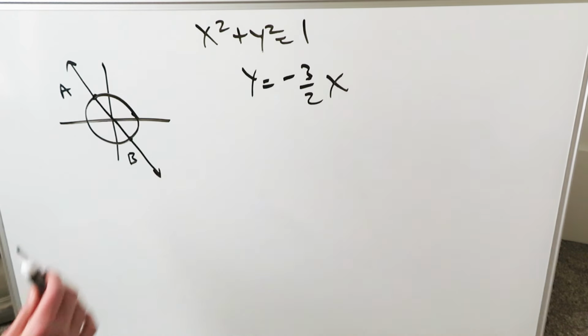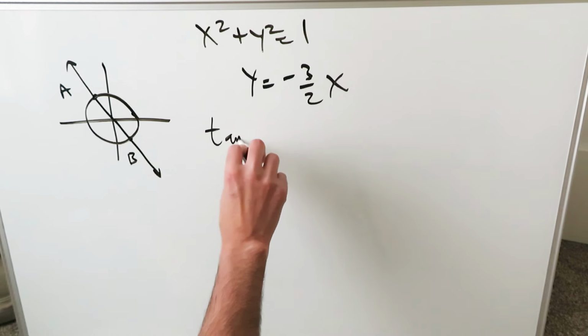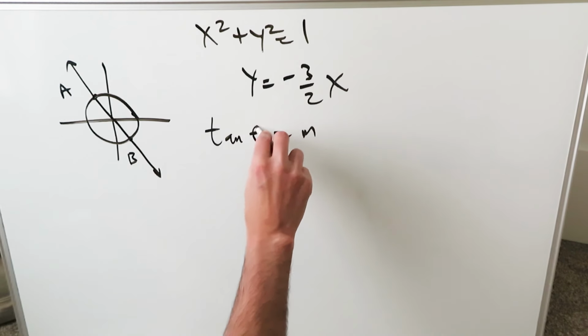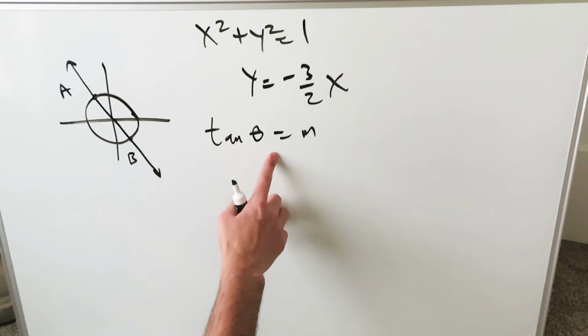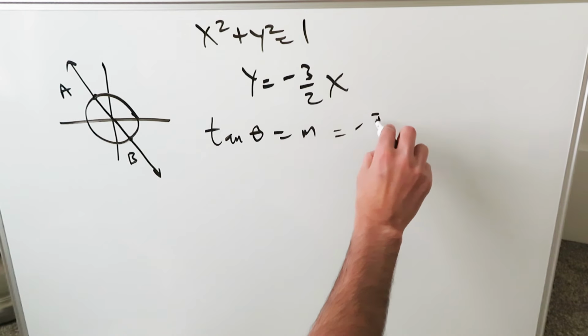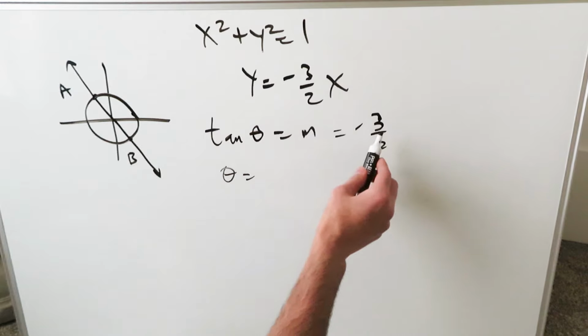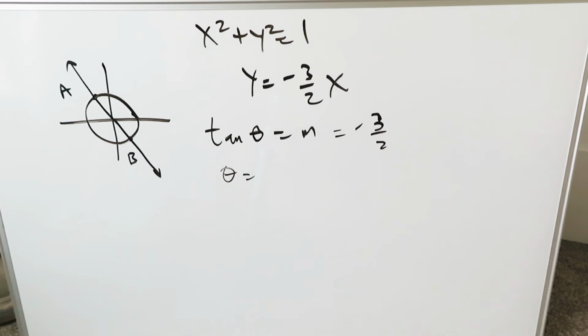This line here, y equals minus 3 over 2x, has a certain inclination with regards to your x-axis, and you can remember this formula: tan theta is equal to the slope of that line. The inclination is determined by tan theta, and here it's minus 3 over 2. So theta is inverse tan of minus 3 over 2. You can bring out your calculator and keep it on the DEG mode.